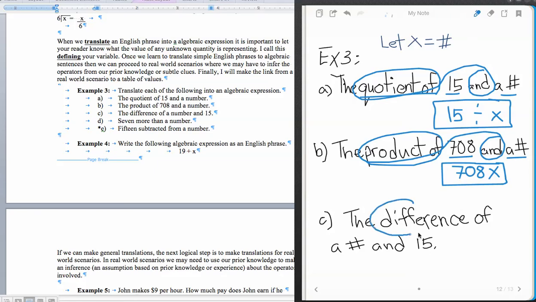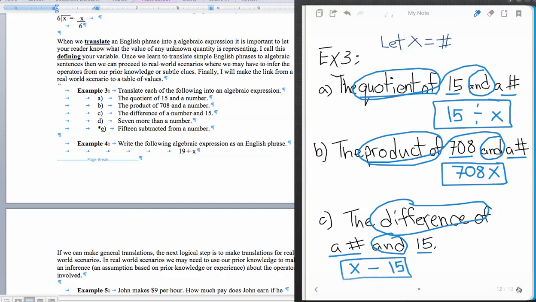The next one down here, the difference of a number and 15. So the difference of, it also needs to connect, and it's connecting with the "and". That shows us where the operator difference goes. Difference means subtraction, so I'm subtracting these two numbers. Difference is one of those that comes in the right order, so it's a number and then the operator subtraction and then 15. And so now I have x minus 15.